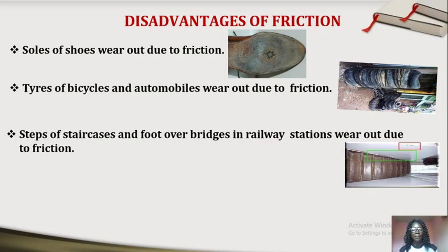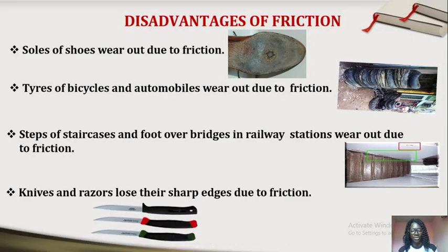And also the staircase and the foot over bridge in our railway station also get worn out due to friction. Our knives or razors lose their sharp edge due to friction. So when you are cutting your vegetables, or your fruit or your salad, you find that at some point you say this knife is no longer sharp anymore. It's because you've made use of it. Because if you are using it consistently, of course you know that the sharpness of the knife will reduce.